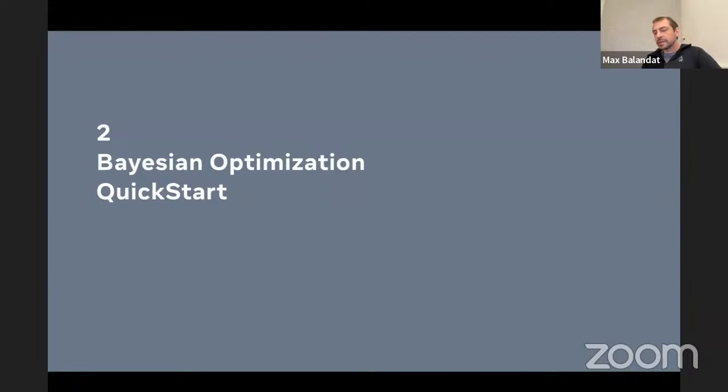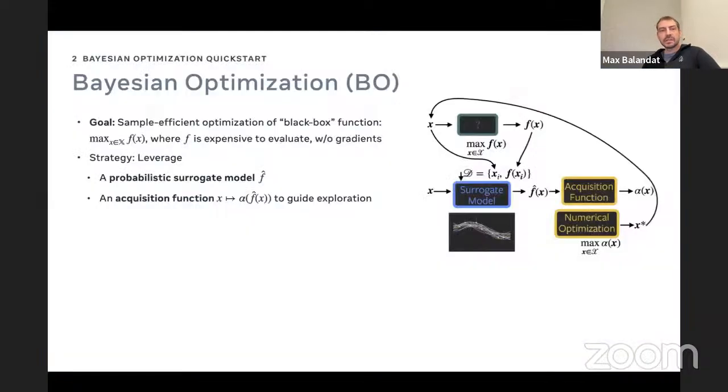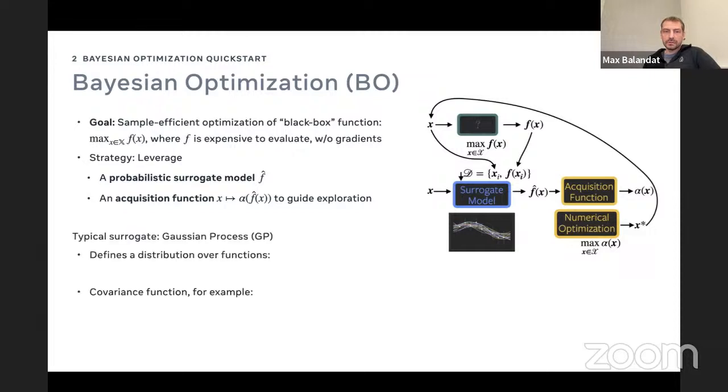Cool. Very quick start. Again, Taylor went over this. We want to optimize a black box function f. f is expensive to evaluate. It doesn't provide gradients. The strategy is we use a probabilistic surrogate model f hat and an acquisition function that's operating on that to help us deal with the exploration-exploitation trade-off.